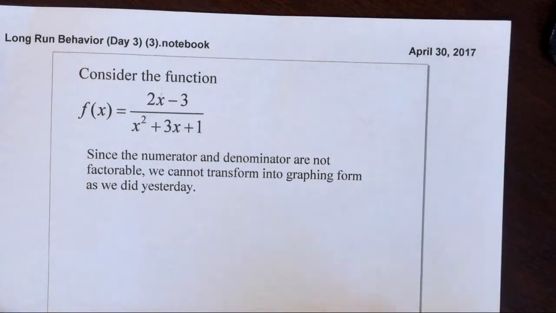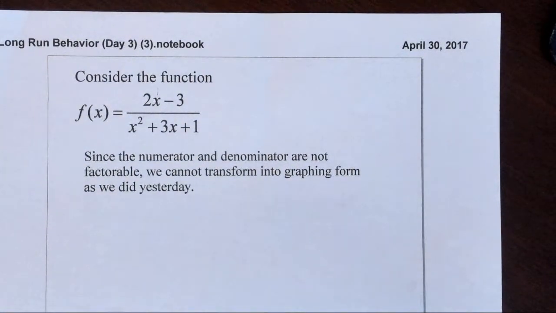Let's consider the function (2x - 3) over (x squared + 3x + 1). Since the numerator and the denominator are not factorable, we cannot transform this into graphing form like we did yesterday. Because the numerator is smaller than the denominator, we're also not going to divide like we did yesterday.